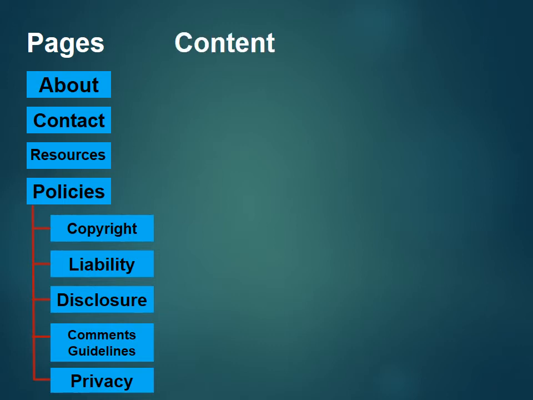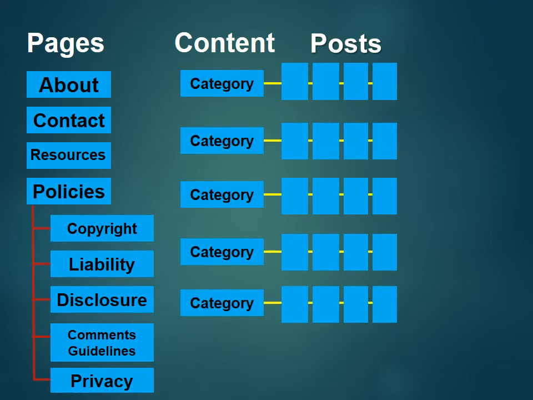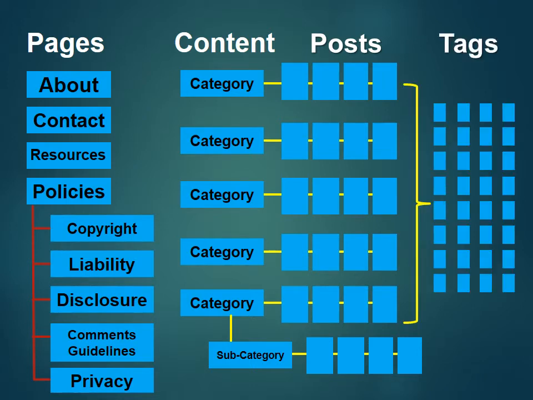Your main content is posts. Posts are your articles, and posts are grouped by categories, and categories can have subcategories. And they're also grouped by tags. We'll spend more time on this in the next exercise, but you are looking at the overall structure of a basic WordPress site using pages and posts that are then grouped by categories and tags.